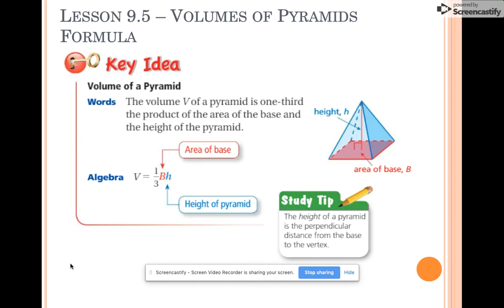In each of the examples today, you will be given the height of the pyramid, which is the perpendicular distance from the base to the vertex. Unlike the slant height that we've been working with in surface area, the height of the pyramid is like an imaginary line extending from the vertex into the middle of the pyramid.